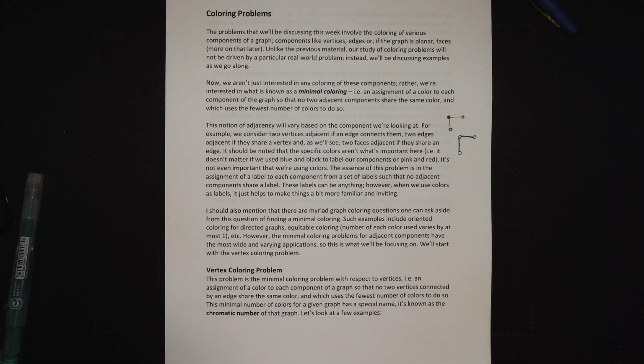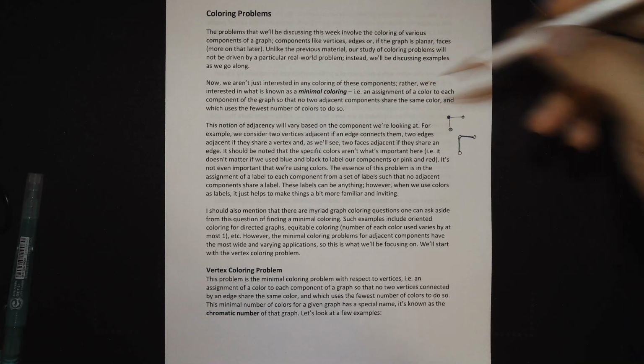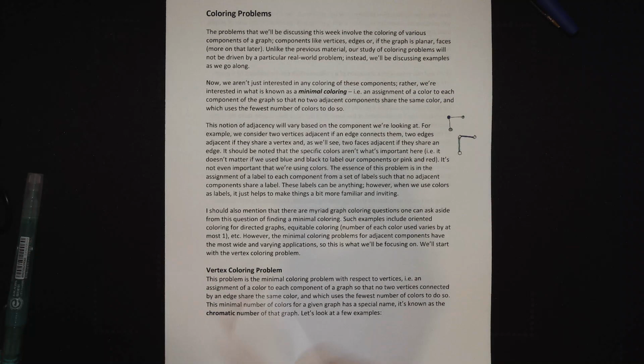Okay, we'll talk about faces later. It should be noted here that specific colors aren't what's important. It doesn't matter if we used blue and black to label our components or pink and red. It's not even important that we're using colors. The essence of this problem is in the assignment of a label to each component from a set of labels such that no adjacent components share a label. So that is the essence of this minimal coloring problem for components. These labels can be anything. However, when we use colors as labels, it just helps to make things a bit more familiar and inviting.